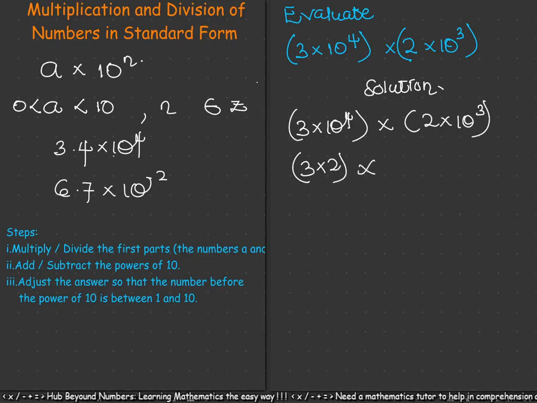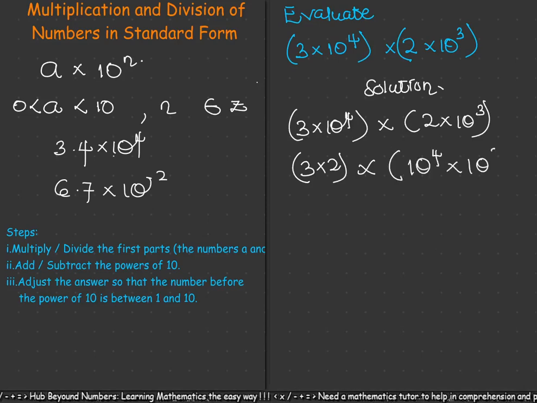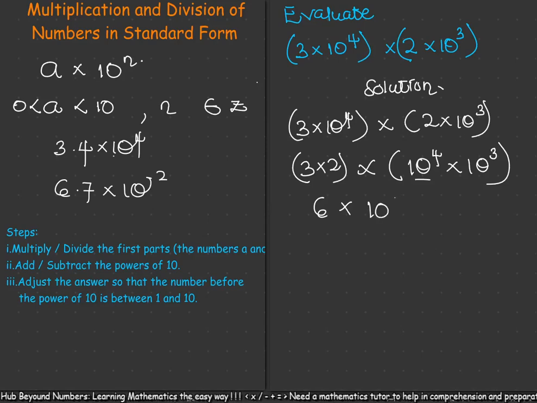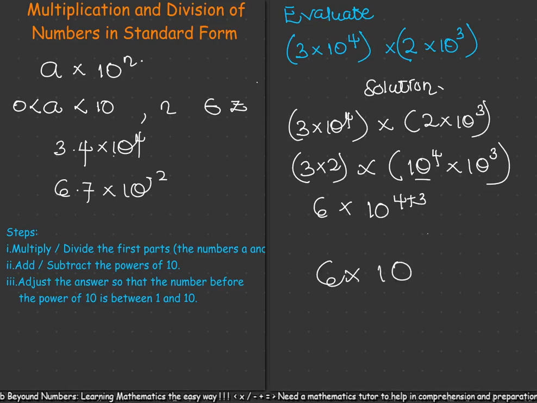And then you multiply the powers of 10 as well, so 10 raised to the power 4 times 10 raised to the power 3. It's something like grouping like terms. Then 3 times 2 gives us 6. Since the bases are the same, we write 10 and add the indices, 4 plus 3, which gives us 7. Hence, our final answer for 3 times 10 to the power 4 times 2 times 10 to the power 3 is 6 times 10 to the power 7. Very, very simple, right?